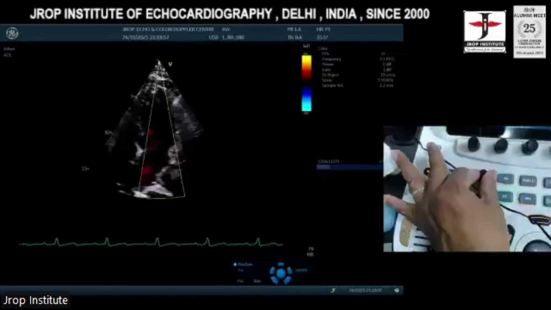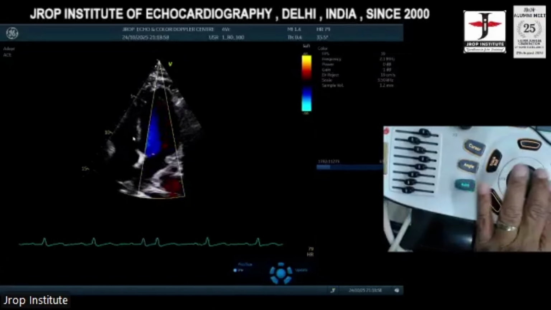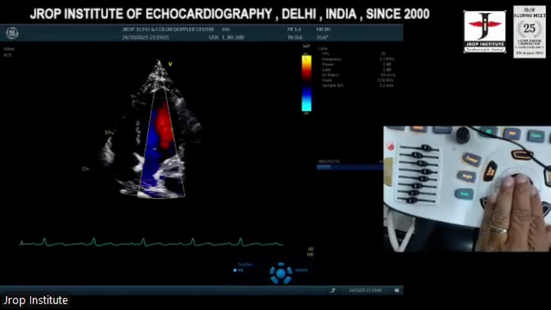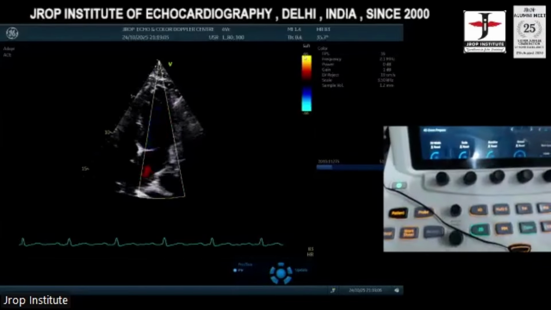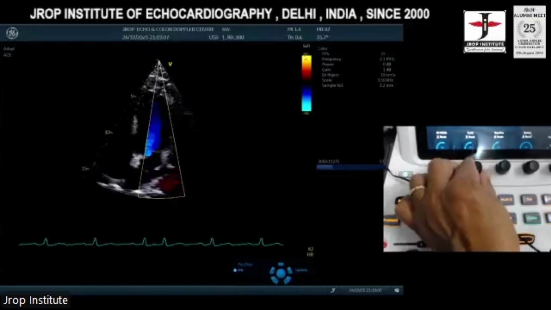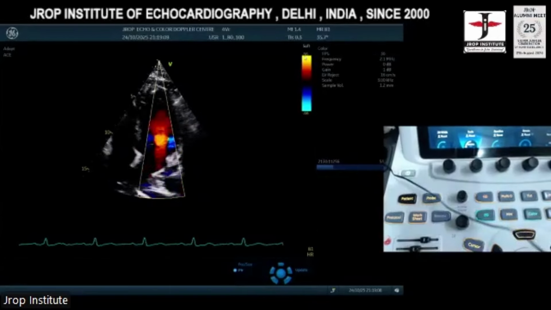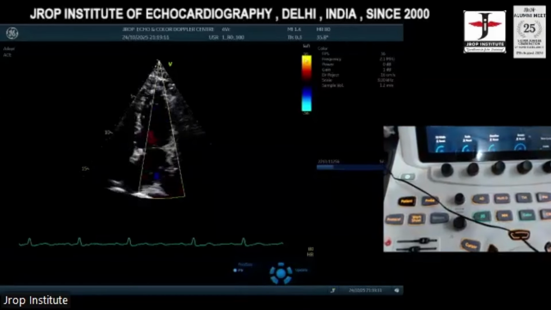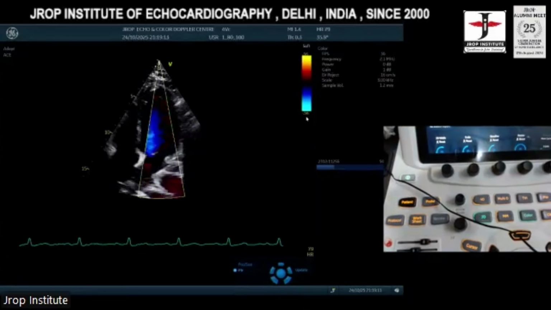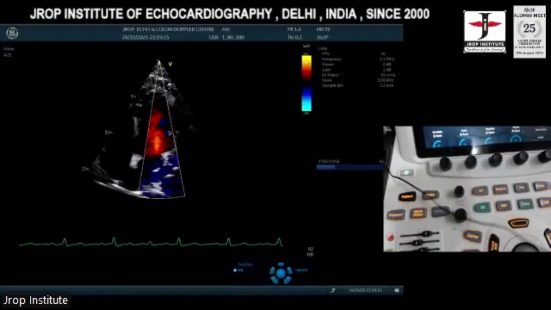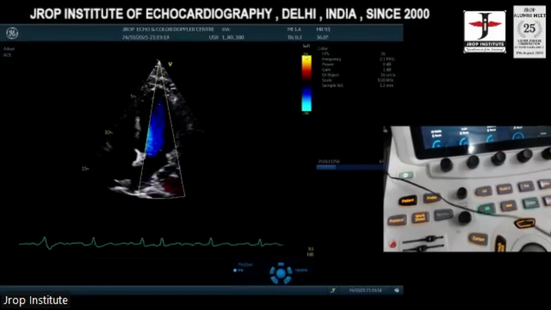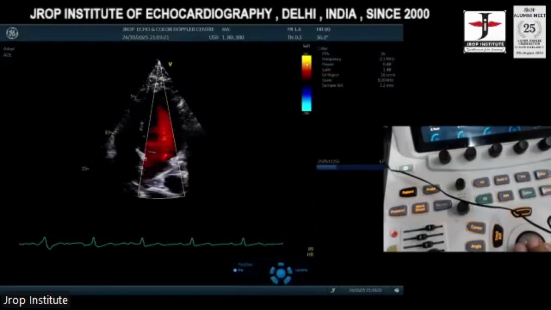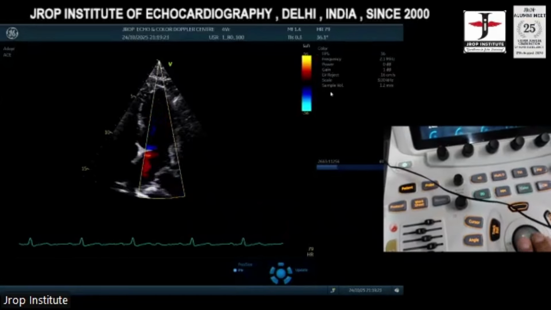Then, second, on top of the right-hand side of the screen, you see this Nyquist limit 66. I'm going to reduce this Nyquist limit to 56 on either side. This is 56, this is 56. It means that after 56 centimeters per second of blood flow velocity, the color will change from yellow to green on the other side.